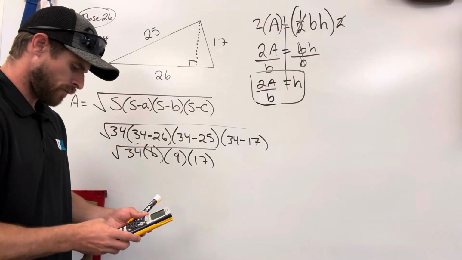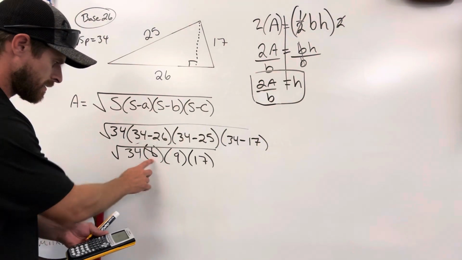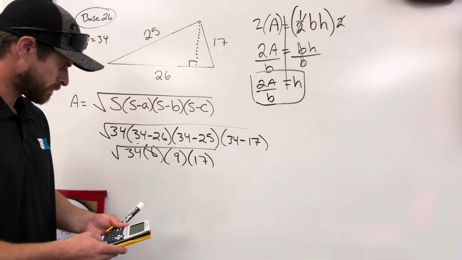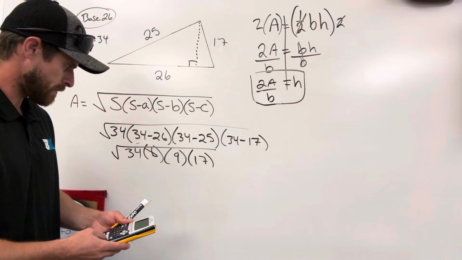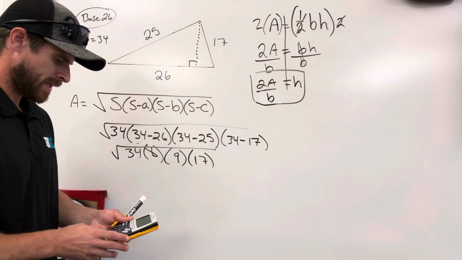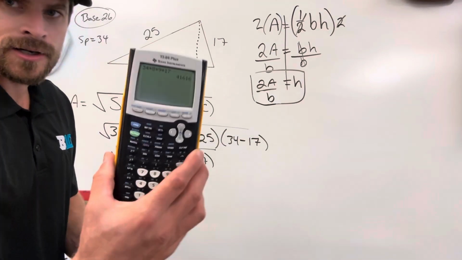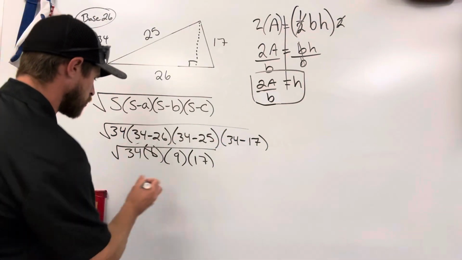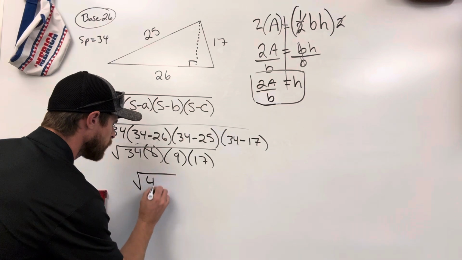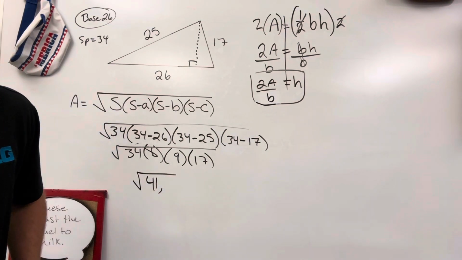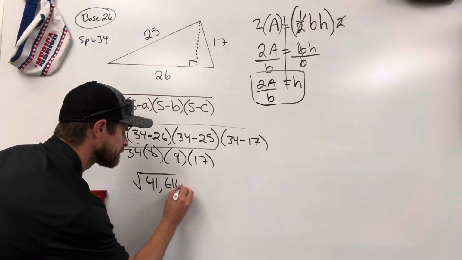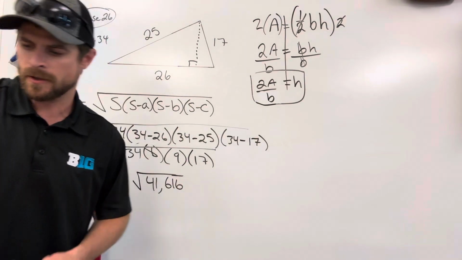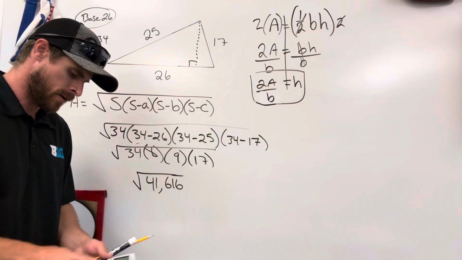We're just going to say 34 times 8 times 9 times 17. That gives me 41,616. So we're going to take the square root of 41,616. We'll see what that's equal to. Hopefully it's a nice, neat number. Hopefully this is a perfect square.